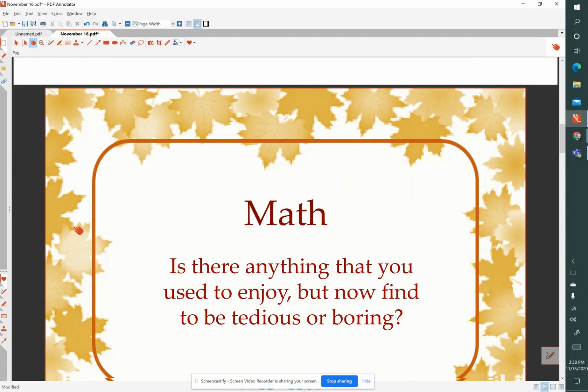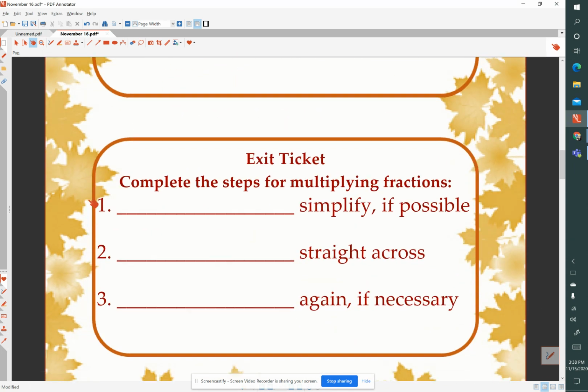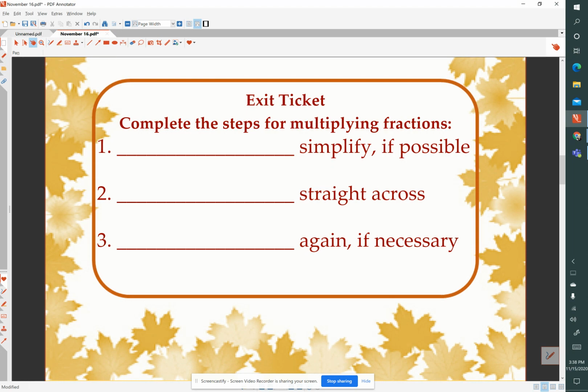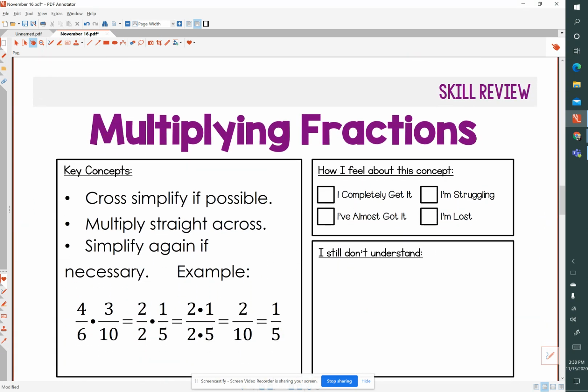Our do now question is about interests. Is there anything that you used to enjoy but now find to be tedious or boring? Maybe there's something you used to love to do, but it just doesn't hold your interest anymore. And that is a sign that you are growing and changing. And this will be our exit ticket. We'll get back to that after we finish our lesson on multiplying fractions.